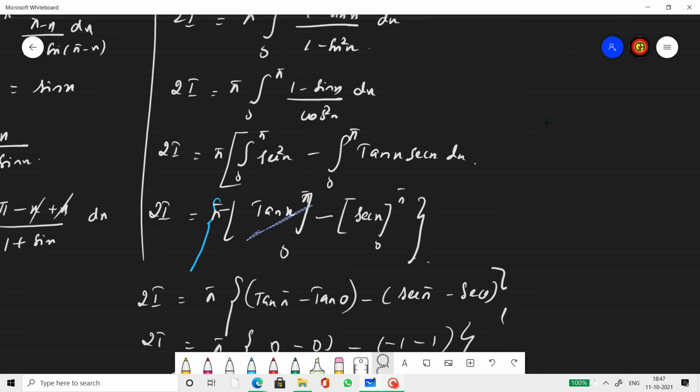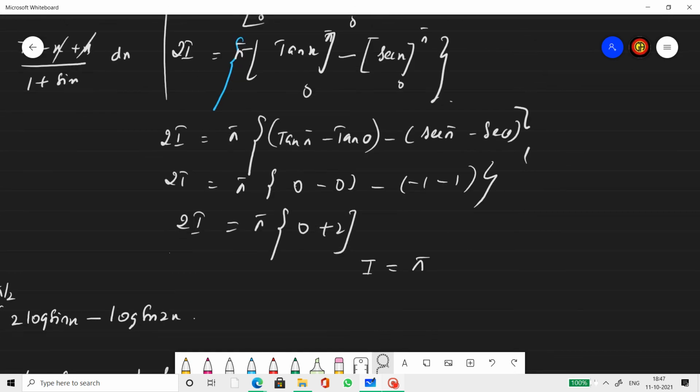Secant square x integration is tan x. Tan x sec x integration is sec x. Now apply the limit. For the first one, it's tan pi minus tan 0, both are 0. And then sec pi minus sec 0, sec pi is minus 1. Sec 0 is 1, but there's a minus here, so it's minus 1. So you get minus 2 and minus of minus is plus 2. So 2I equal to 2 pi, so I equal to pi.